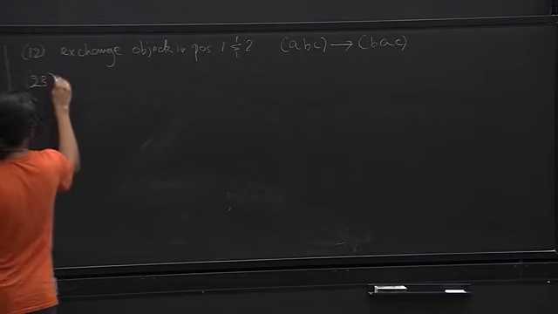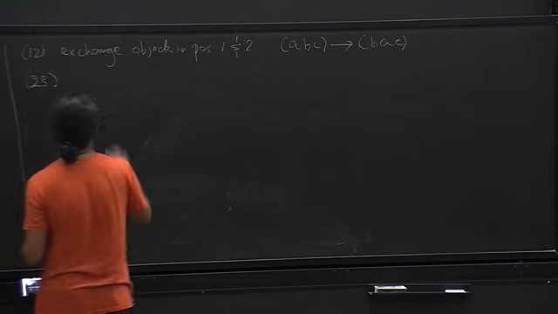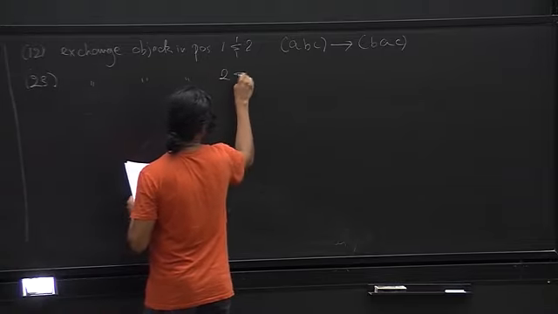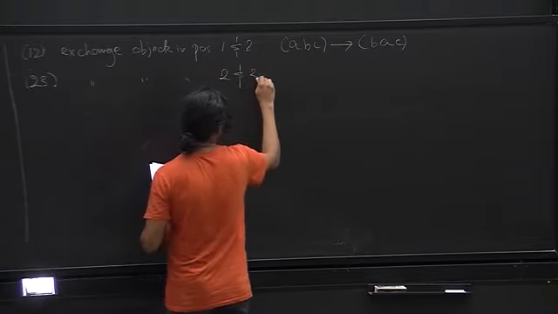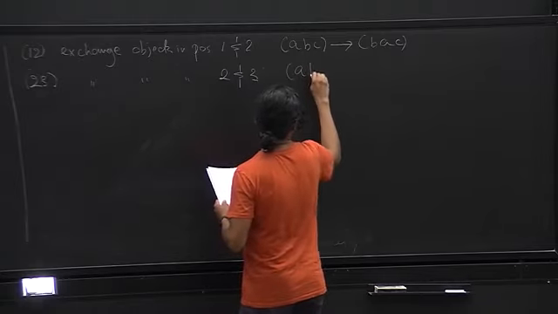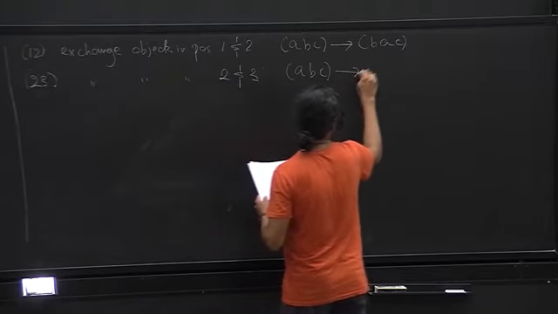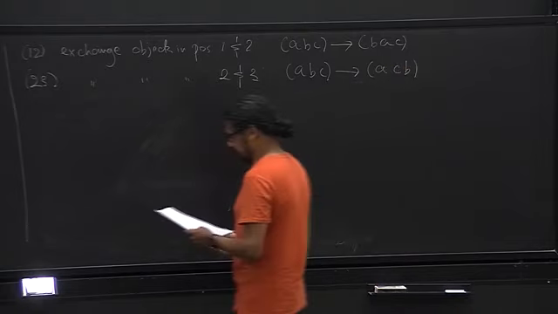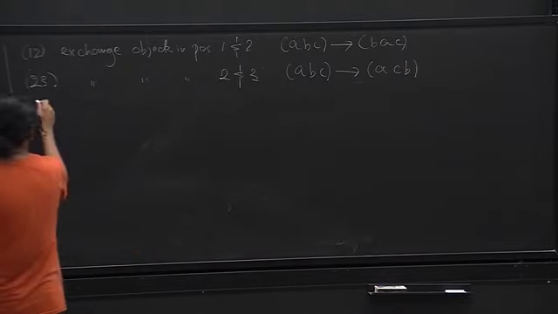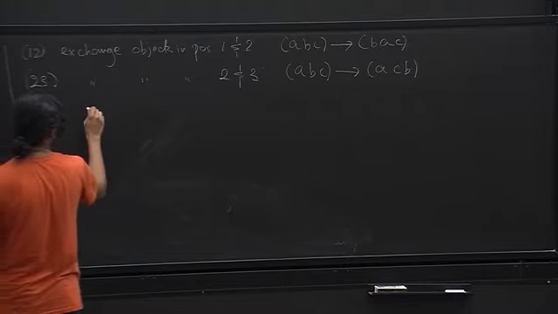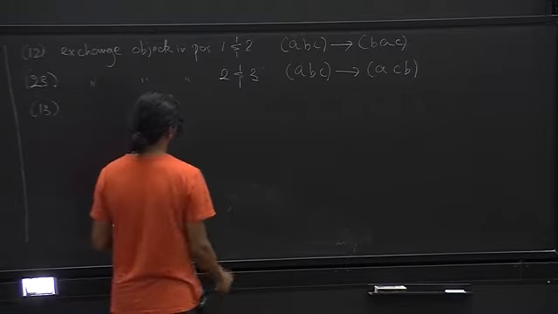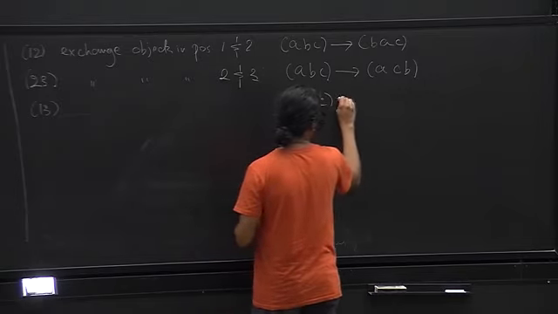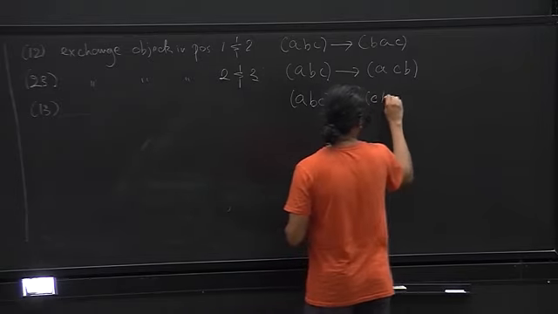(2 3): exchange objects in position 2 and 3. So if you start with ABC, you go to ACB. (1 3) is again obvious: ABC will go to CBA.